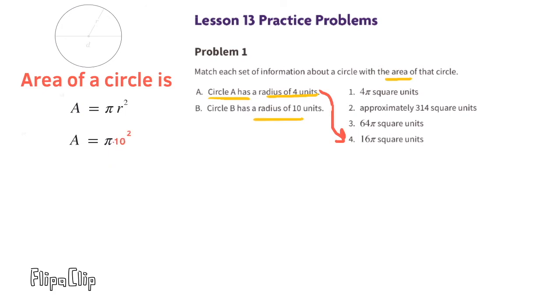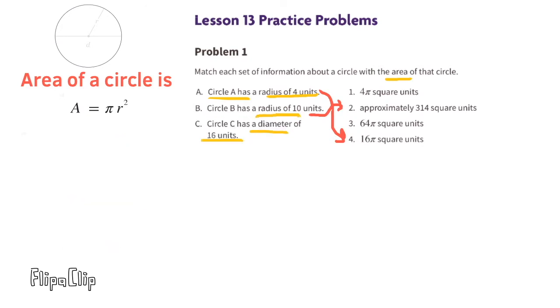B. Circle B has a radius of 10 units, so the area for circle B is pi times 10 squared, or pi times 100. Since pi is approximately 3.14 and we multiply 3.14 by 100, the area of circle B matches with 2, approximately 314 square units.